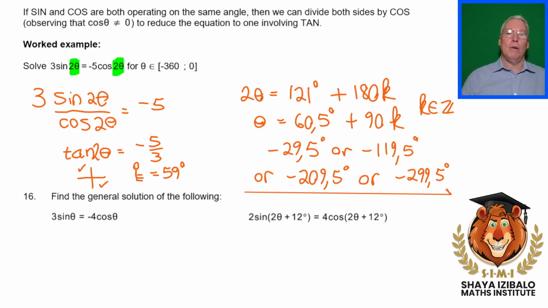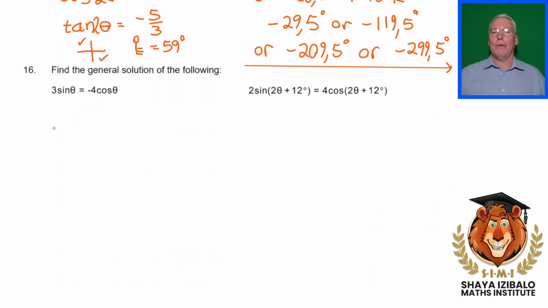So what have we done differently here? Well, we've set off with an equation that's got sine and cos in it, in the same equation, acting on the same angle. And this is really important because next time we're going to look at ones where they're not acting on the same angle. Let's try this one.